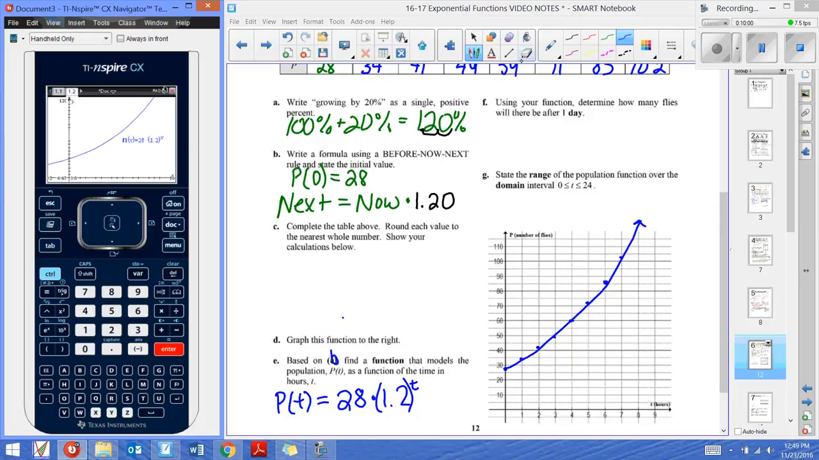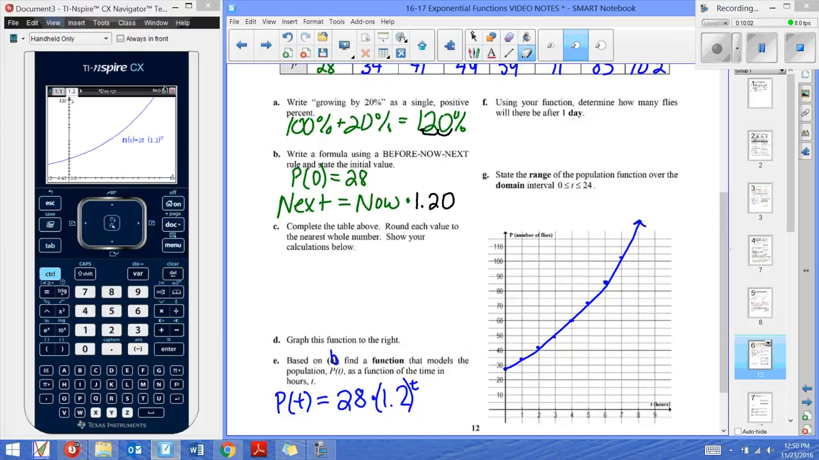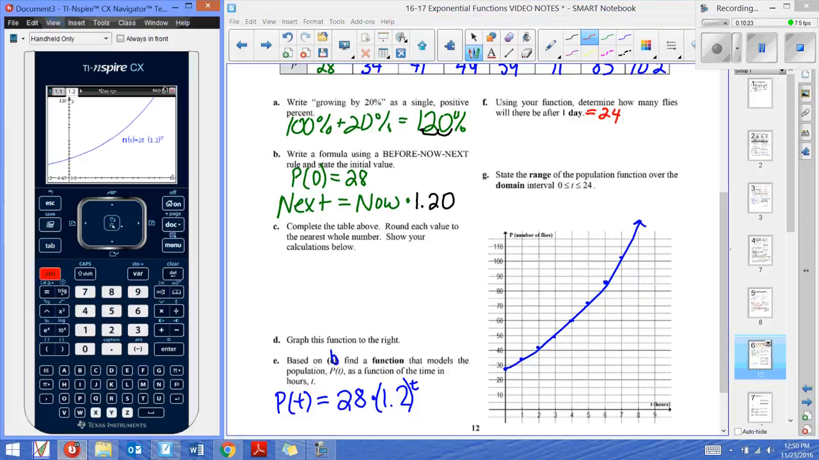In some of the models beforehand, in our other lessons, we were looking at times 3 or times 4 or bigger numbers. All right. Part F says use your function to determine how many flies there will be after 1 day. Well, how many hours are in 1 day? That would be 24.